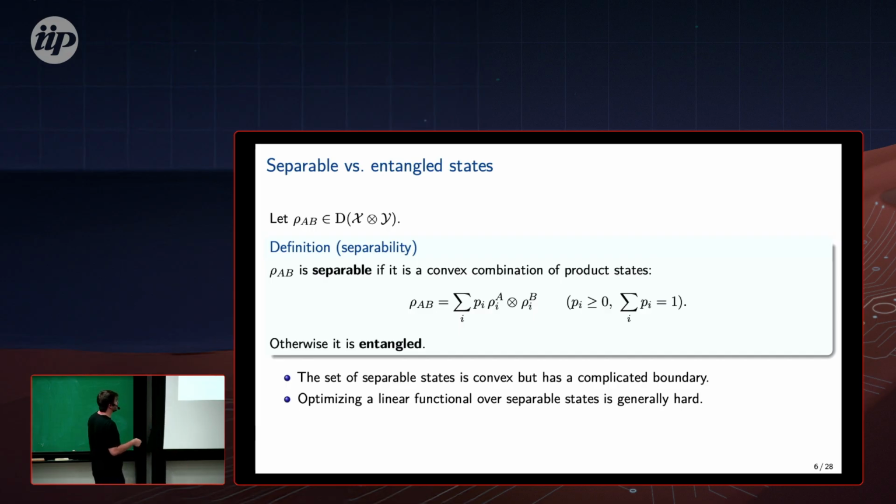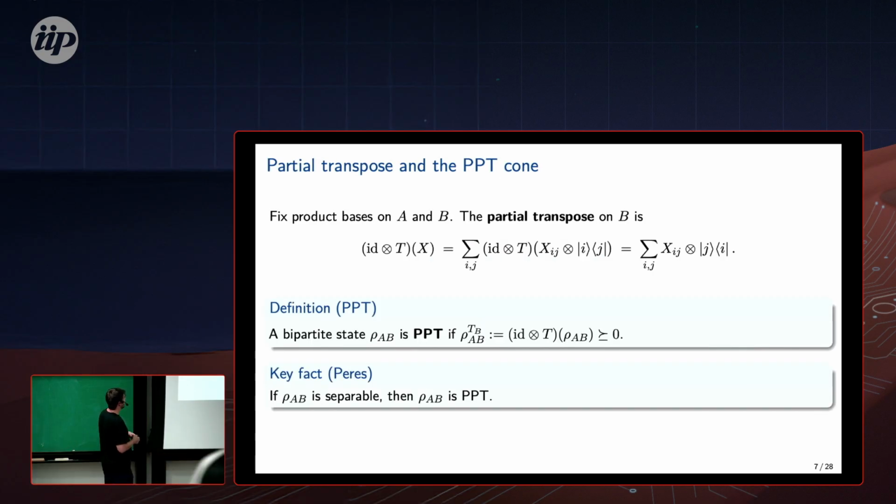However, optimizing linear functionals over this thing is generally a pretty hard problem. Now, what is one thing we can do? This is a 30-year-old idea, maybe 40-year-old, a pretty old idea: just look at the so-called partial transpose. What is the partial transpose? You have some bipartite matrix, and I'm going to define it with respect to a basis, but the partial transpose is actually basis independent. One can show that.